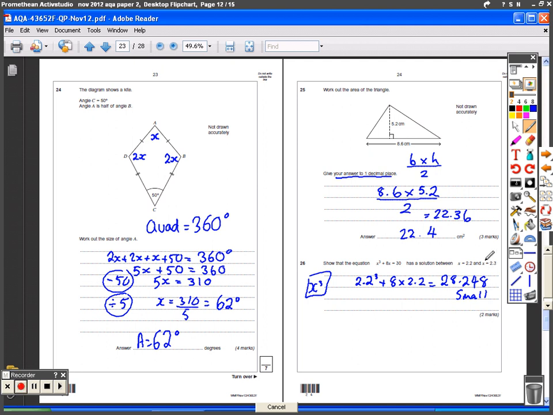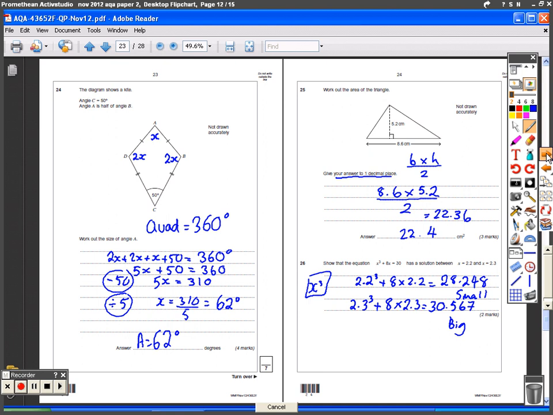Now we're going to try and prove that 2.3 is going to be too big. So same method, 2.3 cubed plus 8 times 2.3. Into your calculator carefully, you'll come out with an answer of 30.567. Make sure that you do practice this, type it in to see if you do come out with the same answers that I have. So if I'm aiming to get 30, then 30.567 is going to be too big. And for 2 marks, you've proved that it does come between it because this one's too small and this one's too big.